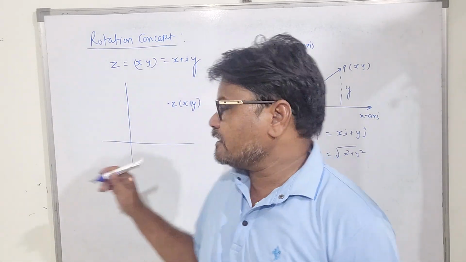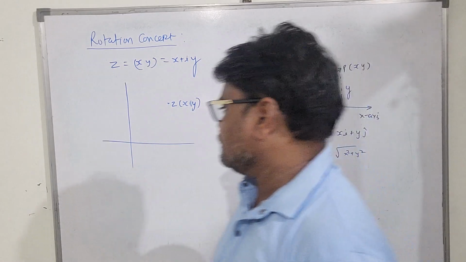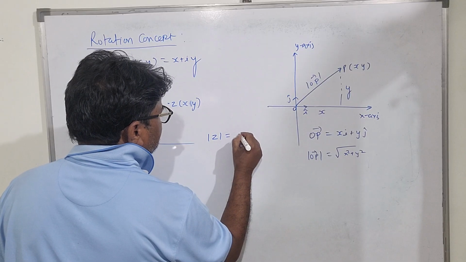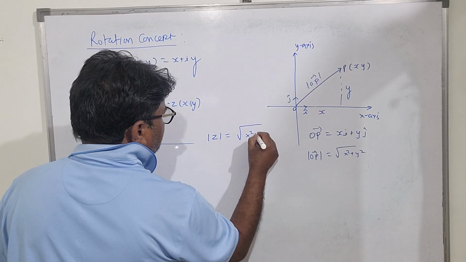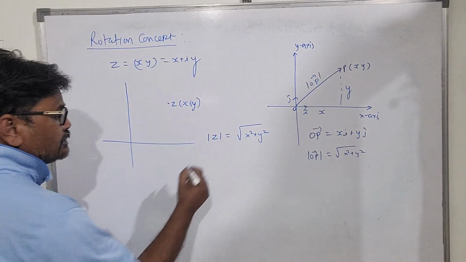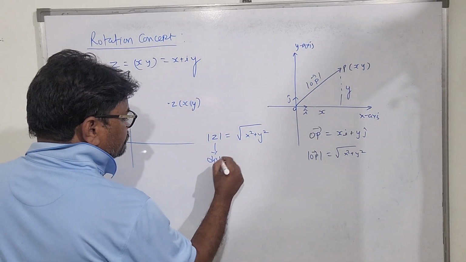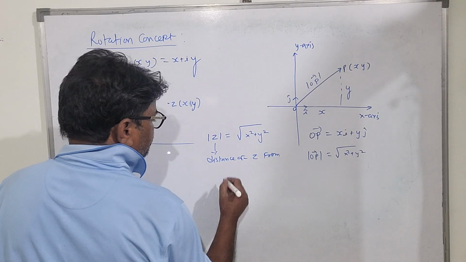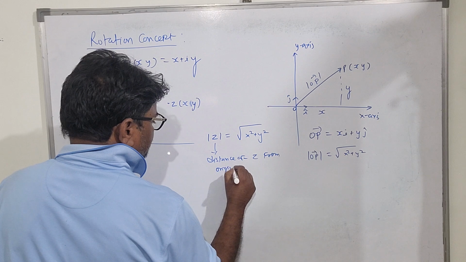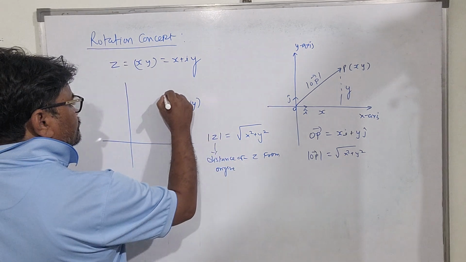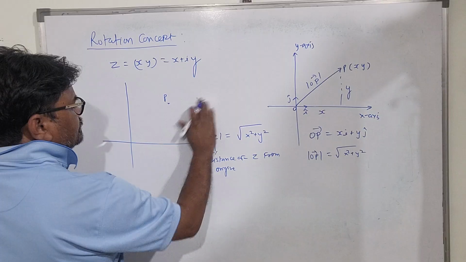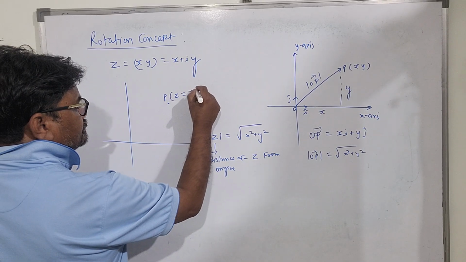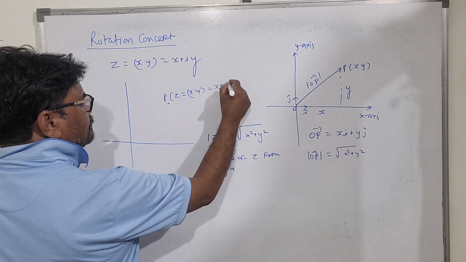Now, coming to the Argand plane. This is the Argand plane. We are having the complex number z, x comma y. So, what do you mean by the modulus of z? The modulus of z is square root of x square plus y square, and modulus of z is distance of z from origin, and z is a complex number. This point P is there, which is represented by the complex number z, that is x comma y, that is x plus iota y.